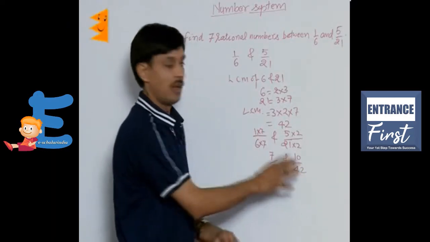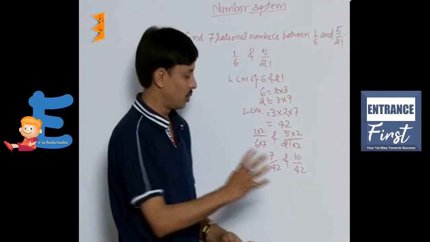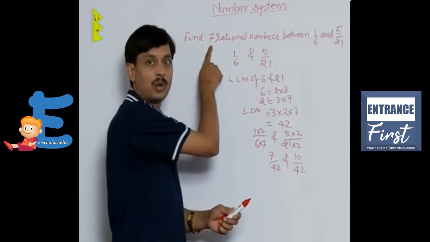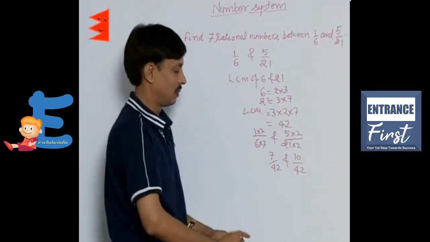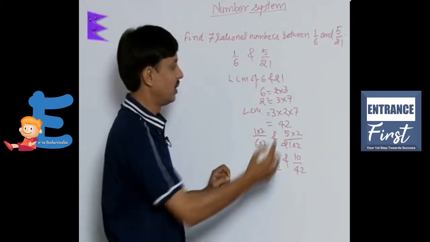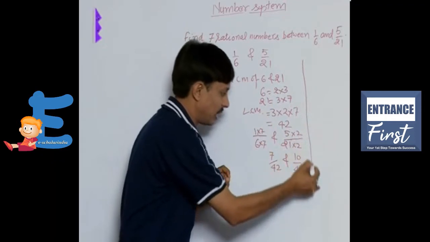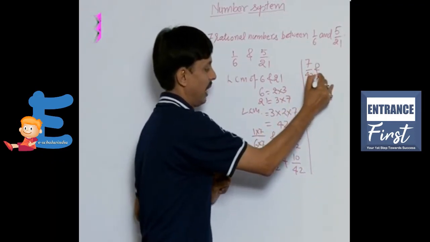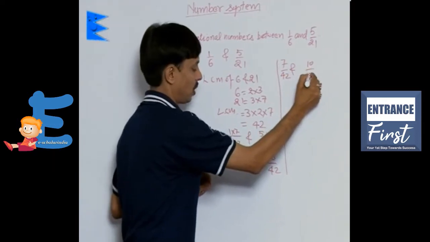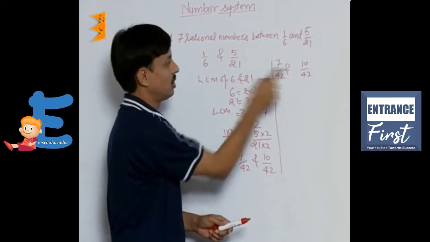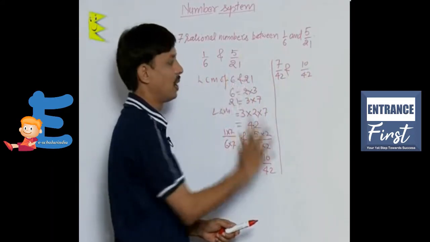But I am not interested in calculating only two numbers. I want to find how to insert 7 rational numbers. Now what is the method to find them? We have 7 by 42 and 10 by 42. The simplest form of 7 by 42 is 1 by 6. The simplest form of 10 by 42 is 5 by 21.